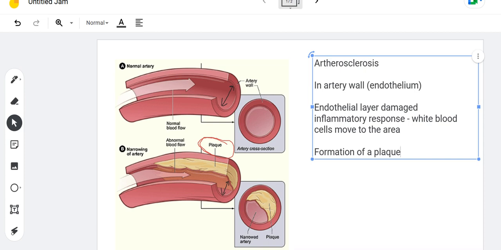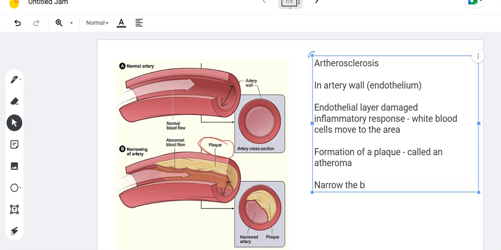The formation of plaque is called an atheroma, which is where the origin of the word sort of comes from. We need to get the word plaque in our answer, and we're going to try and get the word atheroma in our answer. Now, what that's going to cause is it's going to narrow the blood vessel. That means you're going to get less blood going through, and therefore less oxygen going through. It's always worth talking about blood and oxygen because that leads on to respiration, etc.